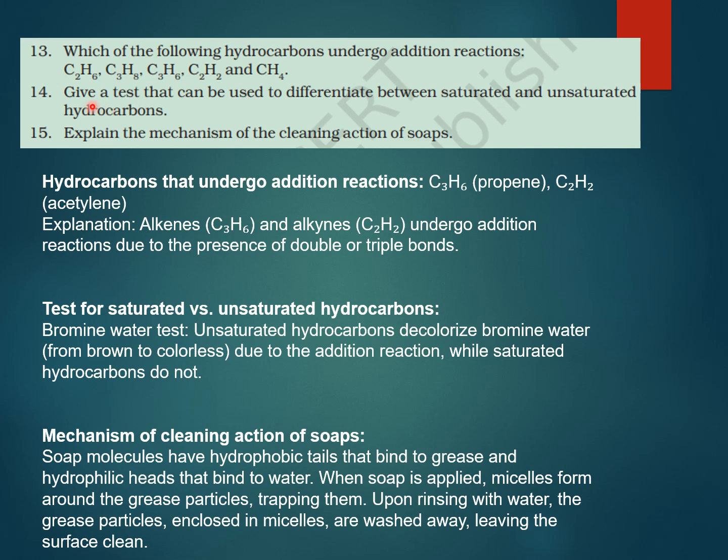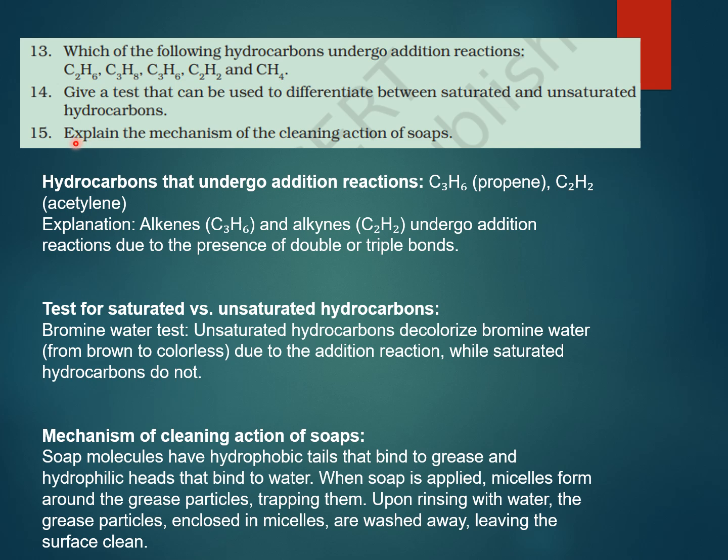14th question is give a test that can be used to differentiate between saturated and unsaturated hydrocarbons. So you can use bromine water test, okay? जो unsaturated hydrocarbons होंगे, they will decolorize the bromine water. Brown से colorless में convert हो जाएगा due to addition reaction. But saturated hydrocarbons में ये change आकर नहीं होगा, right?